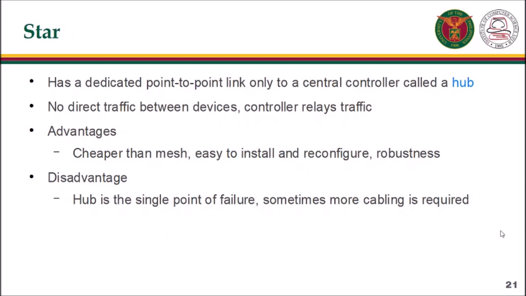In a star topology, each device has a dedicated point-to-point link only to a central controller called a hub. The devices are not directly linked to one another. Unlike a mesh topology, a star topology does not allow direct traffic between devices. The controller acts as an exchange.